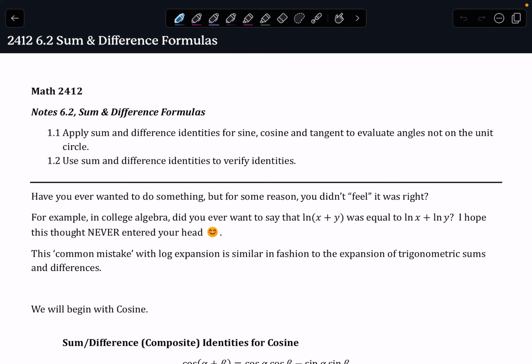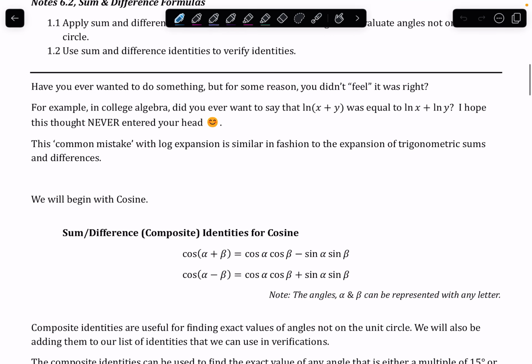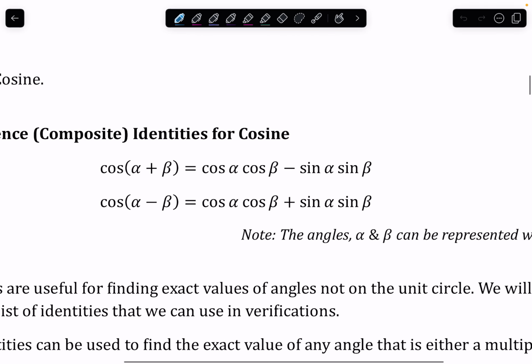Right, next round of identities that we're going to learn are called composite identities. So there are composite identities, sometimes called sum difference identities for sine and cosine. And here are your rules for cosine. So we like to say cosine is selfish. It wants to go first.